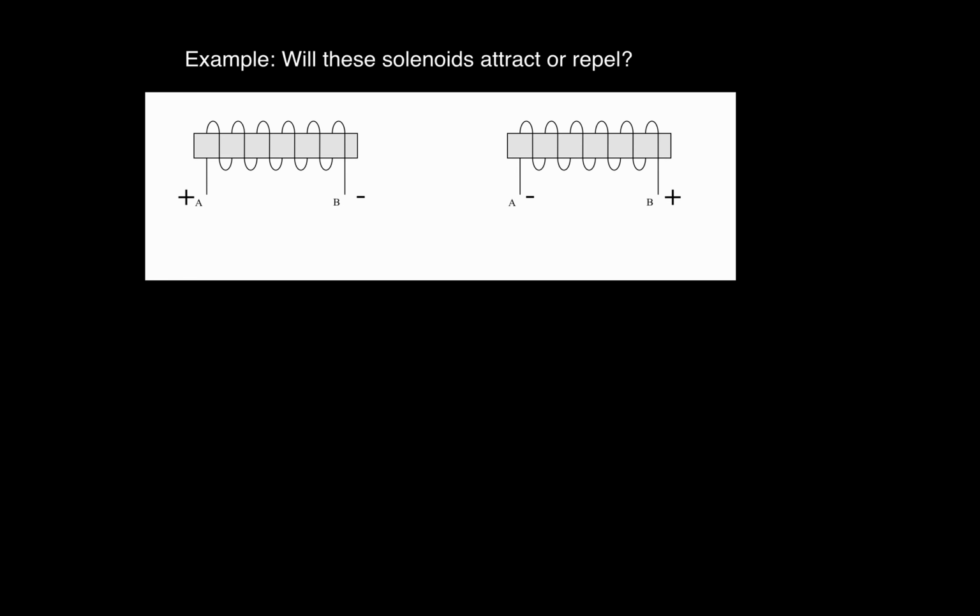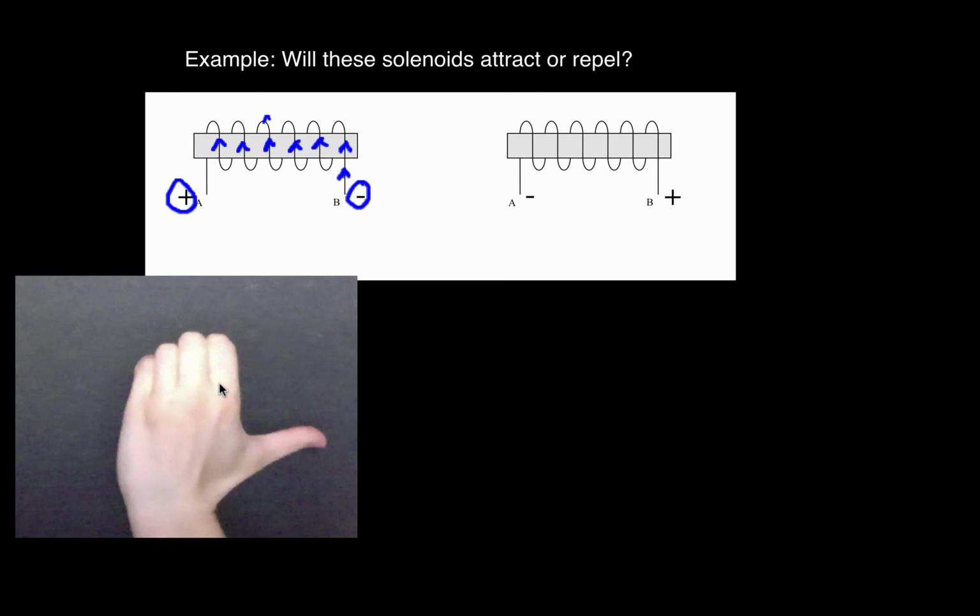Example, will these solenoids attract or repel? We start off by determining the direction of the current flow through the solenoid. I'm going to look at electron flow, which is from negative to positive. So the electrons flow out of the negative side, up through the wire, and as it spirals, it continues to move up through the wire. So to use the second-hand rule, we point our fingers so they wrap around the wire in the direction of the current flow, in this case upwards and around, and our thumb points at the north end of the solenoid.